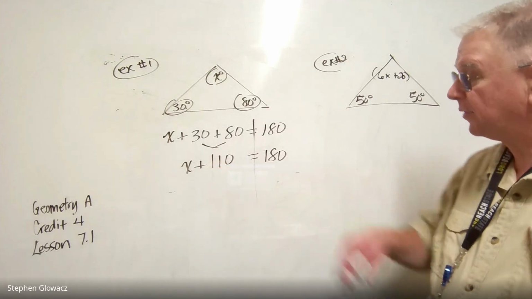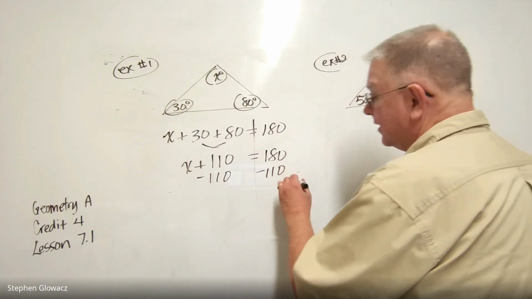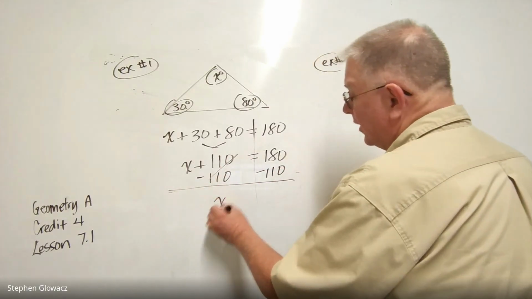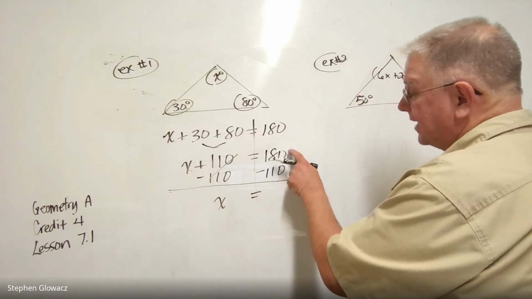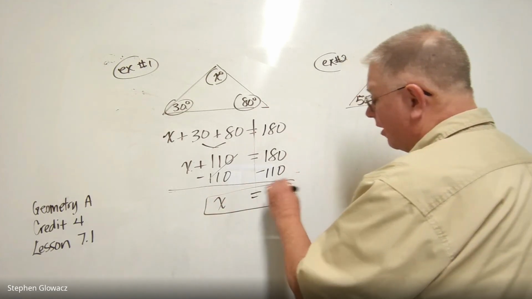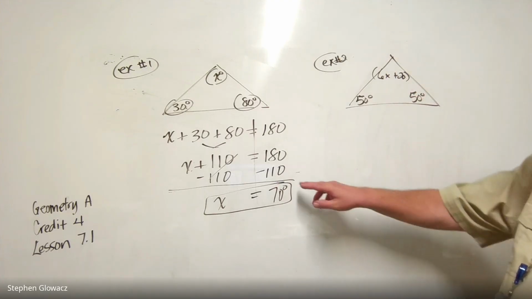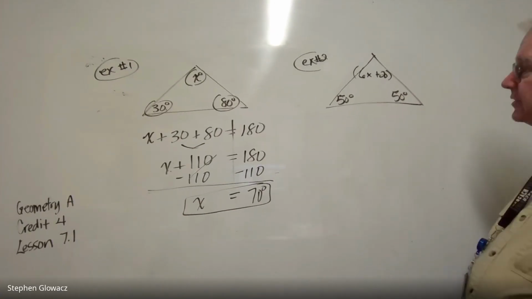We have a plus 110. The opposite of adding 110 is to subtract 110 to both sides. The 110s over here cancel out, and we bring down the x, and 180 minus 110 is 70 degrees. So our answer for example number 1 is 70 degrees. Problem number 2, a similar concept.